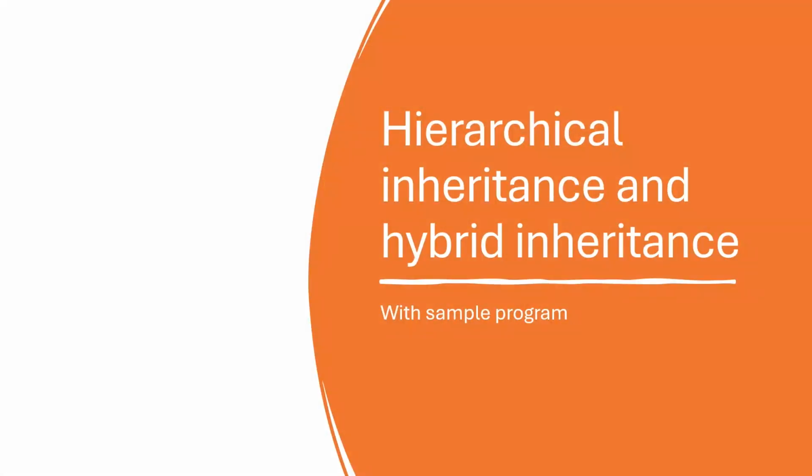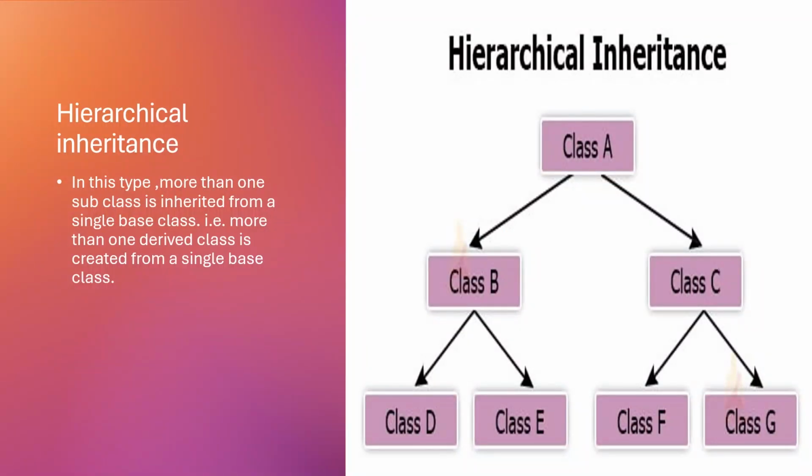Today we are going to speak about the topic hierarchical inheritance and hybrid inheritance. What is hierarchical inheritance? In this type, more than one subclass is inherited from a single base class. That is, more than one derived class is created from a single base class. Hierarchical structure is a tree-based structure.